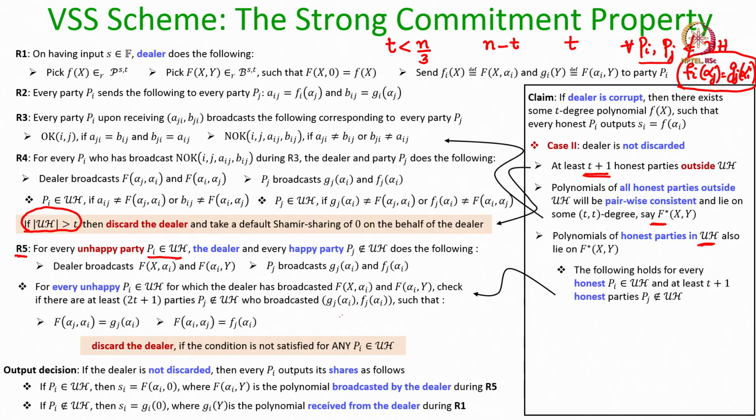We want to argue that all those polynomials also lie on f star x y. Now, since the dealer is not discarded, that means this second sanity check which the parties have checked at the end of round 5 fails. That means, whatever polynomials the dealer has made public for pi during round 5, they are consistent with at least 2t plus 1 points which are made public by the parties outside the unhappy set.